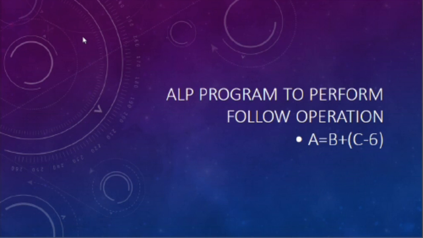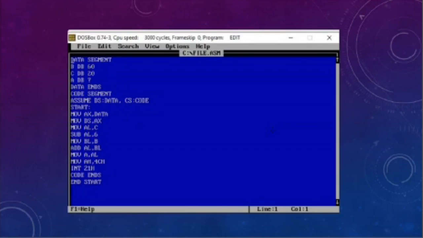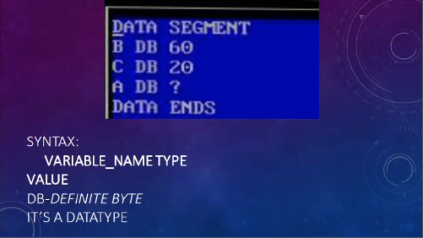Today I am going to explain an assembly level program to perform the following operation, that is A equals B plus C minus 6. This is the operation we have to perform. We have to write the program in code for this operation. So here is the program in code written to perform this operation. Now I am going to explain this program code.